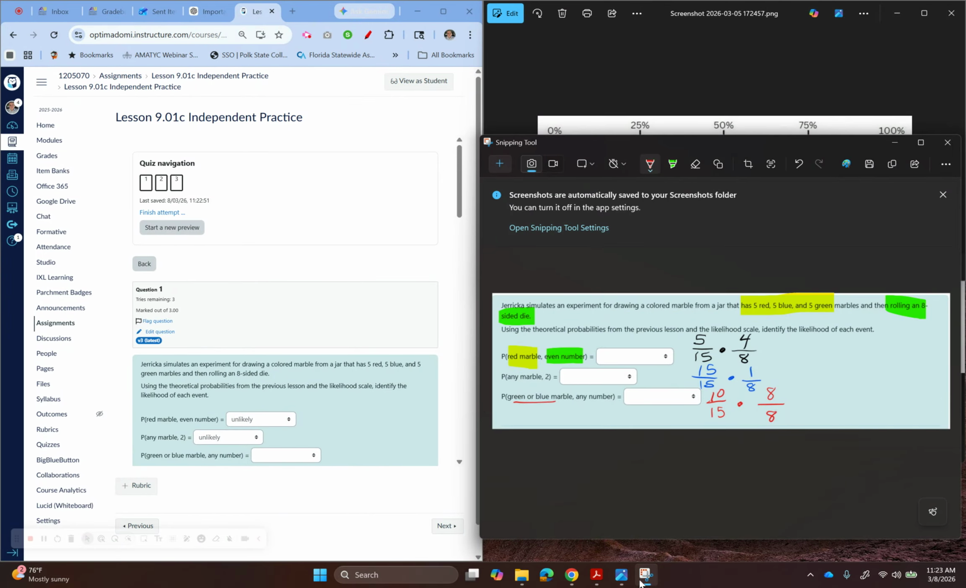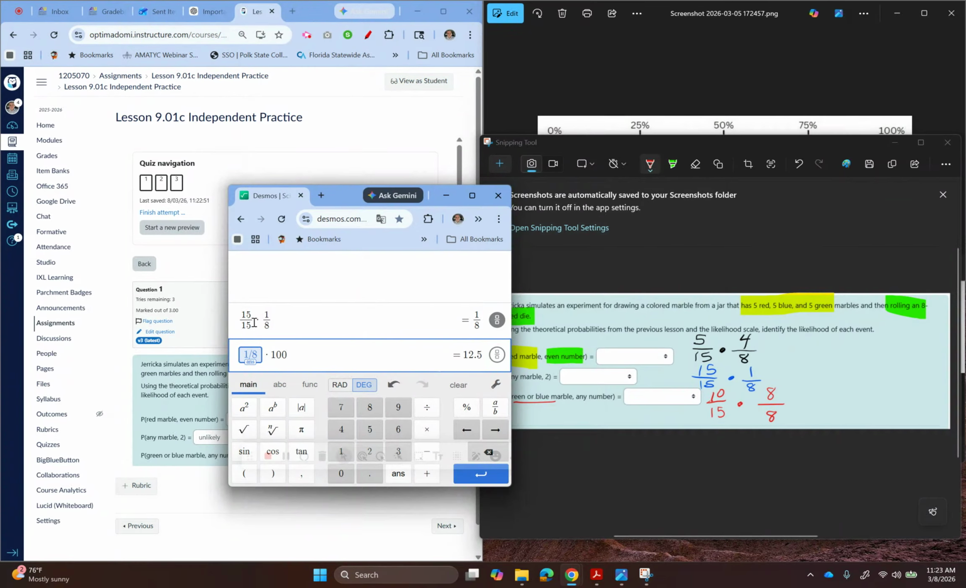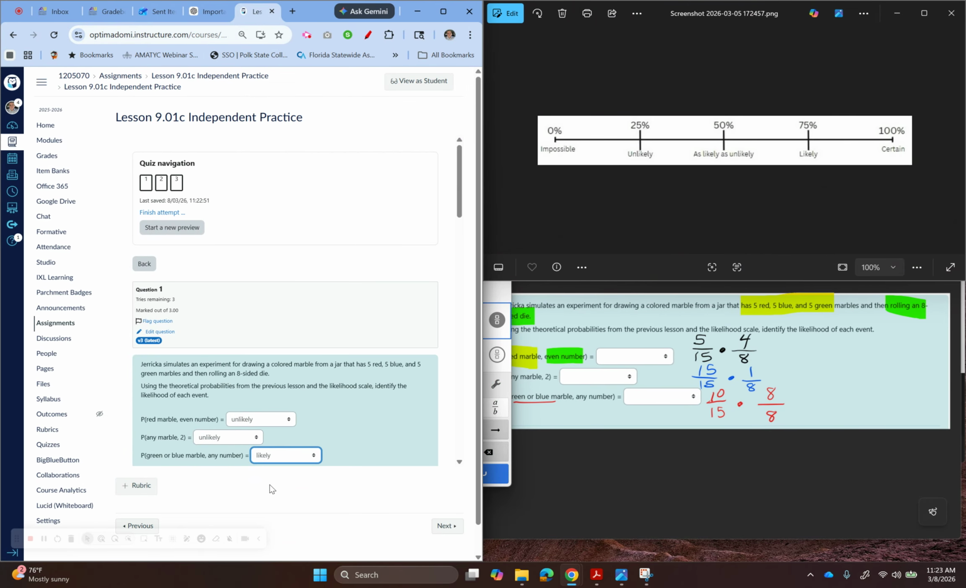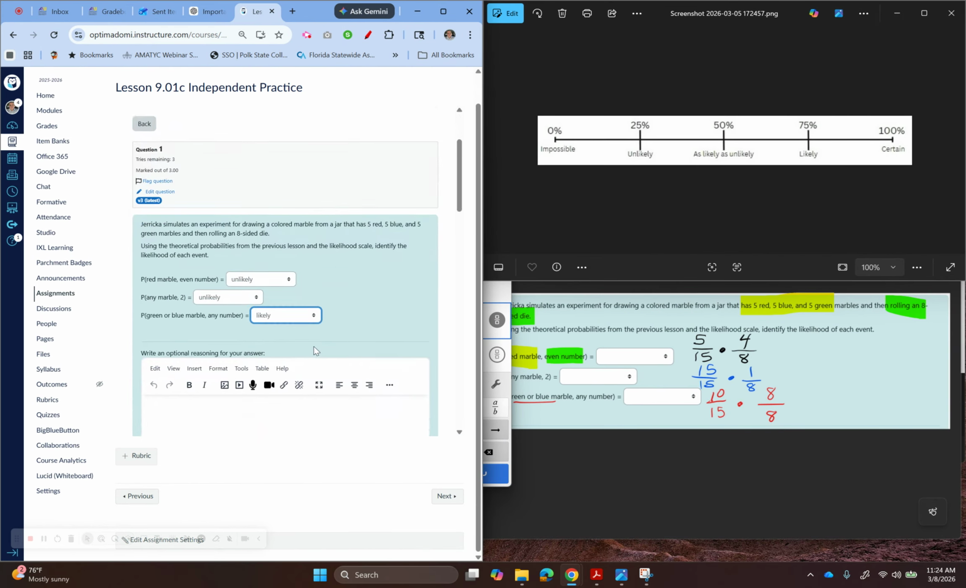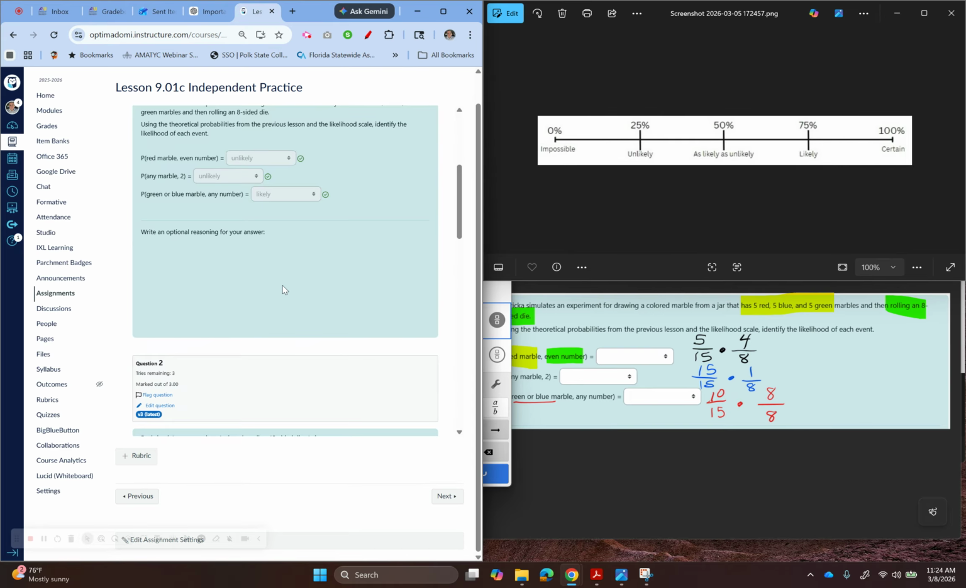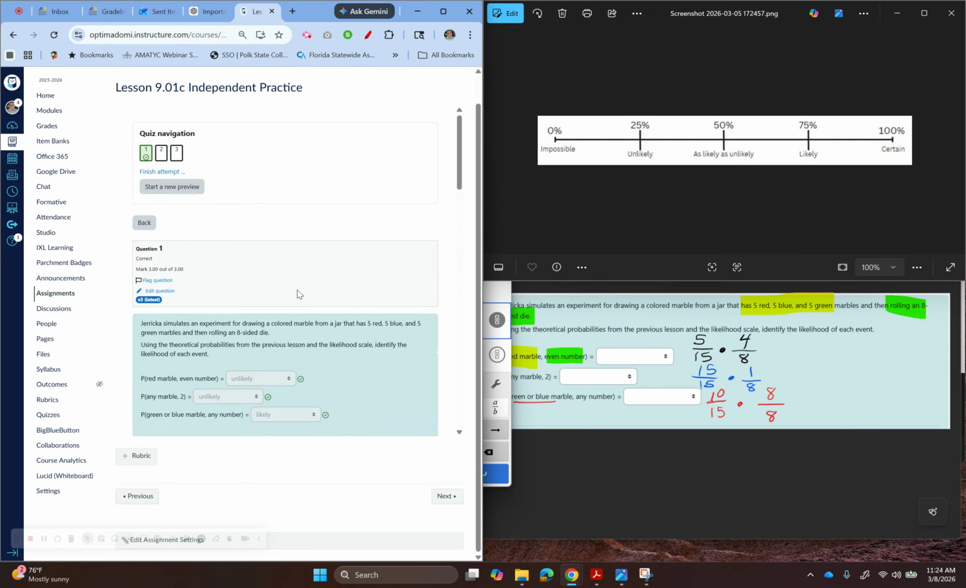When I multiply that, again, use the calculator. I'm going to put here 10 out of 15 and here 8 out of 8. You can see I get 2/3. When you multiply that by 100, you get 66.7%, which is closest to the 75%. So I would say likely. I'm going to check my answer just to make sure I got it right. Okay, let's see what happens. You can see I got it right. So this is how you're going to do these problems.